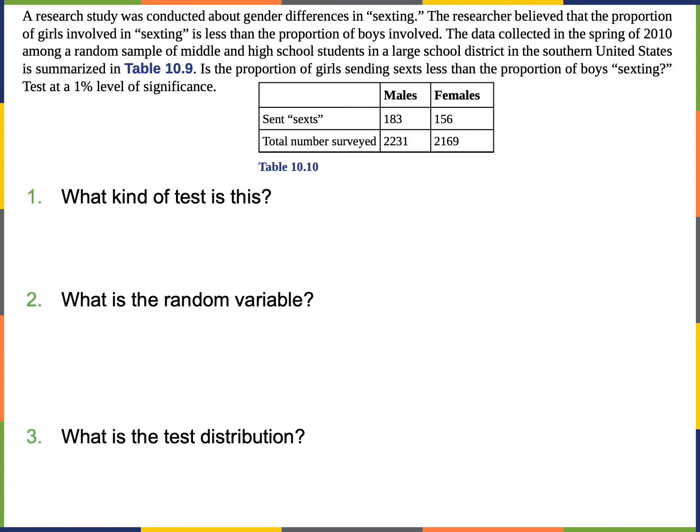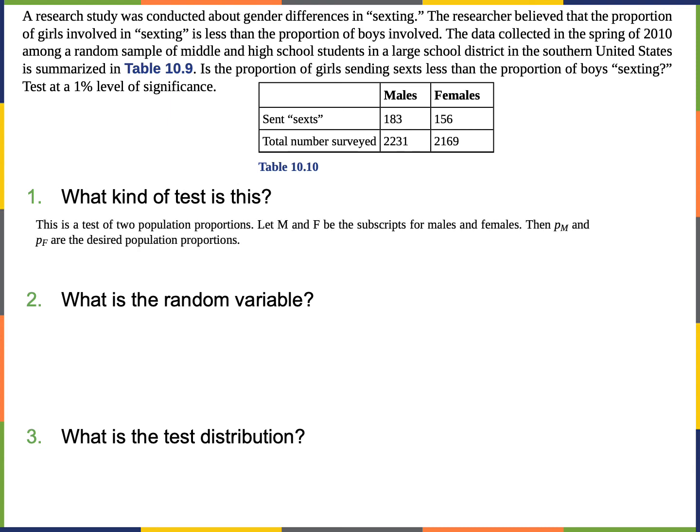All right, so next example. A research study was conducted about gender differences in sexting. The researcher believed that the proportion of girls involved in this is less than the proportion of boys. The data collected in the spring of 2010 among a random sample of middle and high school students in a large school district in the southern United States is summarized in this table. Is the proportion of girls sexting less than the proportion of boys?